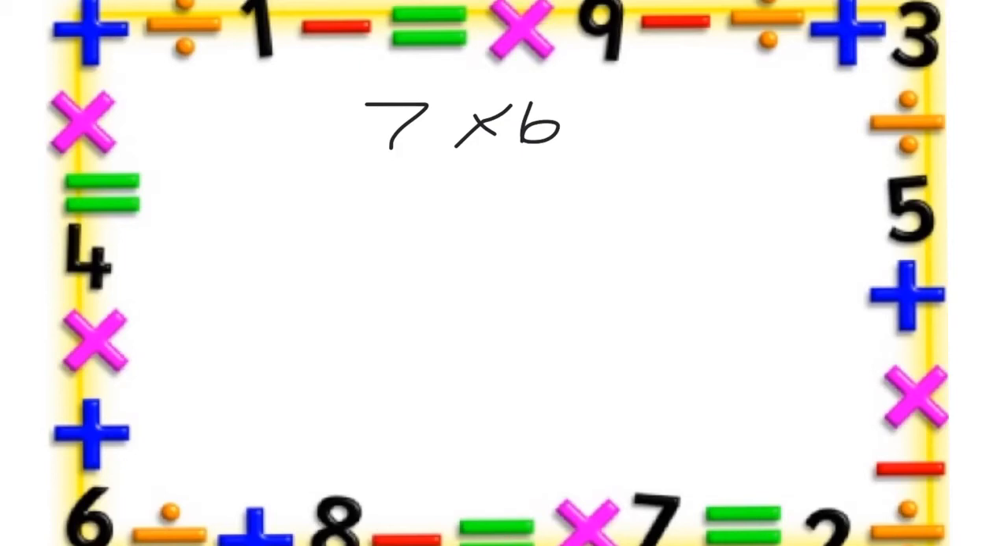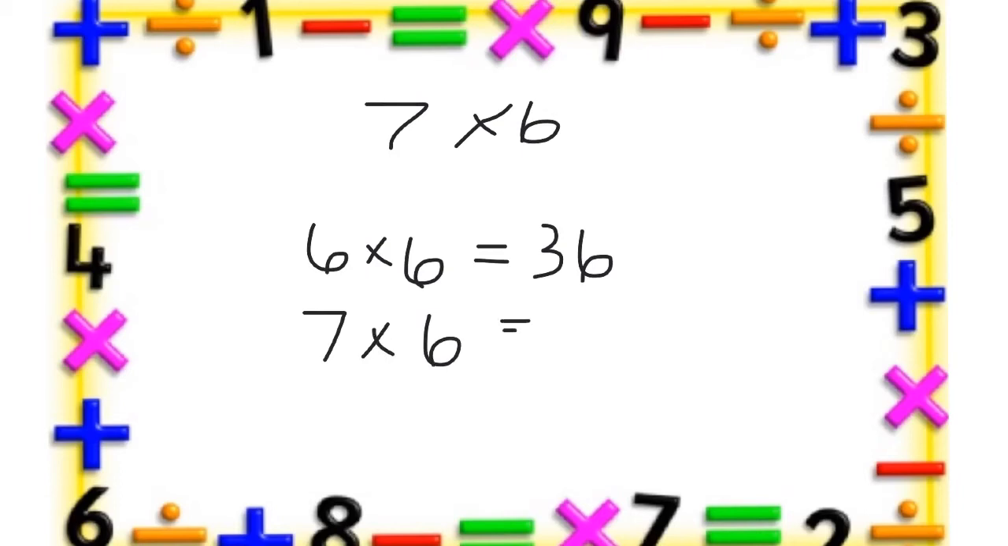So what if I have 7 times 6? Well, I just figured out that 6 times 6 was 36. So I need a 7th group of 6. That means I need one more group of 6. I need to add 36 and 6. So 7 times 6 is 42.